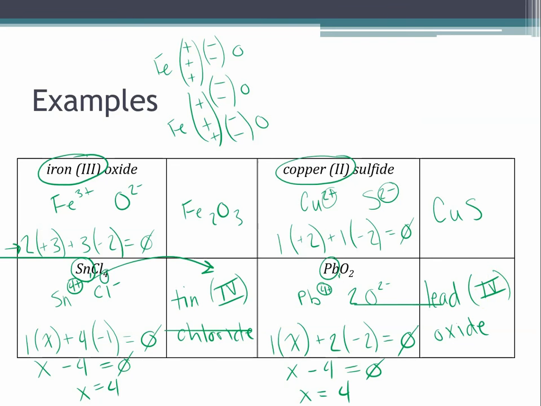It's not always 4. It just worked out that way here. All right, so down at the bottom of the page, you have 6 practice problems, 3 name to formula, 3 formula to name. Go ahead, pause the video, work those out, and when you're ready to check your answers, unpause.